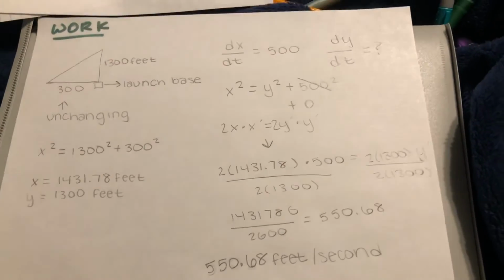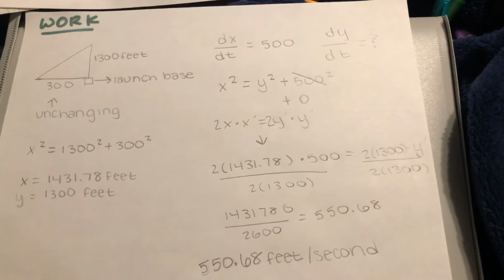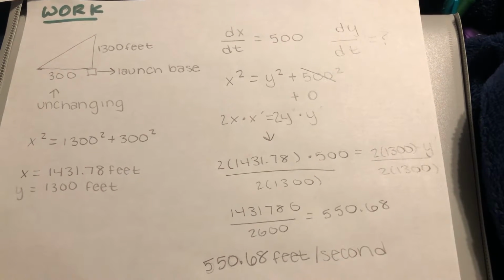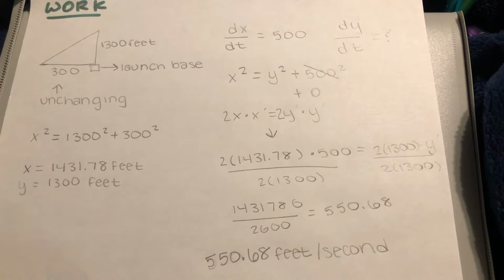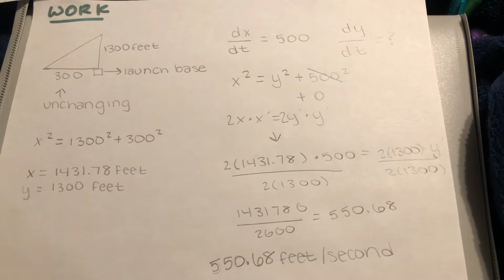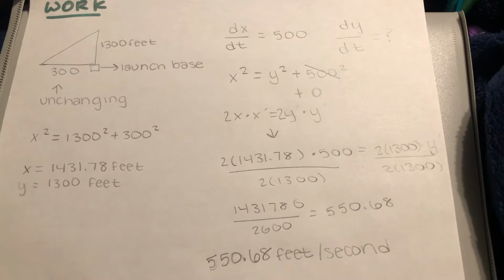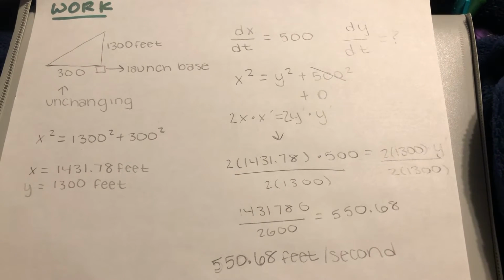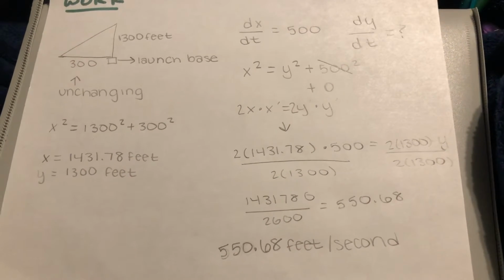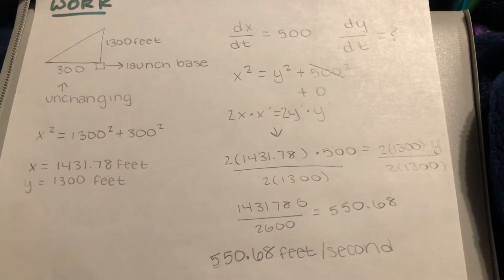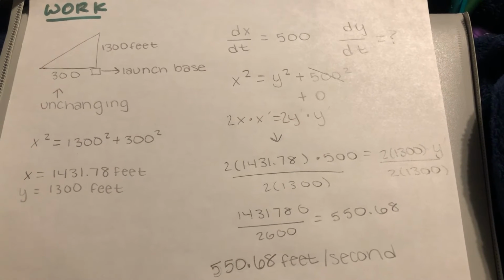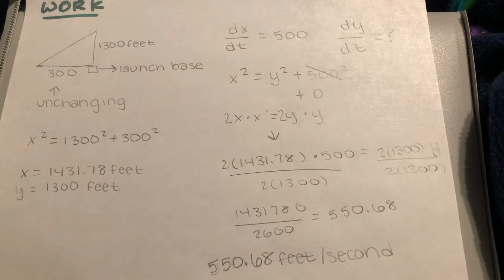So you know the derivative of x is 500, and you're trying to find the derivative of y. So you're going to do the equation x squared equals y squared plus, in this case, 500 squared. But 500 squared is a constant, so it's just plus 0. And then you find the derivative of x squared and y squared with respect to t, I think is how you would say that. So they would both have primes multiplied by them. So it would be 2x times the derivative of x and 2y times the derivative of y.